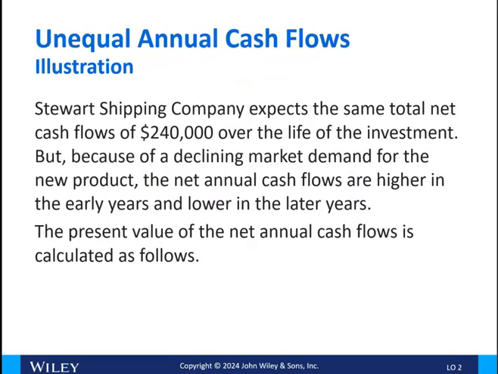So what happens if we have unequal annual cash flows? With the Stewart Shipping example, we expect the same total net cash flows of $240,000. Again, that's 24,000 annually times 10. We are expecting that same total, but with the declining market demand for the new product, the net annual cash flows are higher in the early years and lower in the later years. The present value of the net annual cash flows is then calculated as follows.